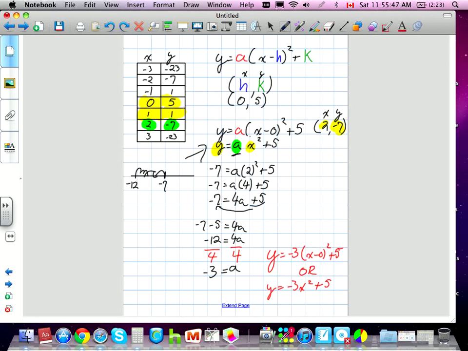So that's how you go about solving for the a. Okay, so that's kind of the hard part of what we're doing. So why don't you try that with those two there.